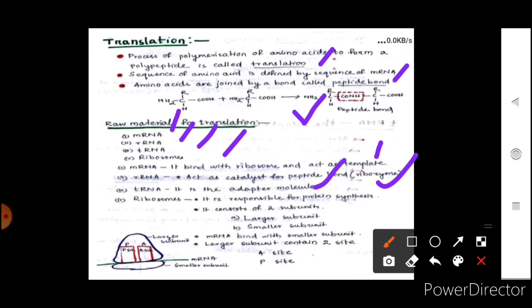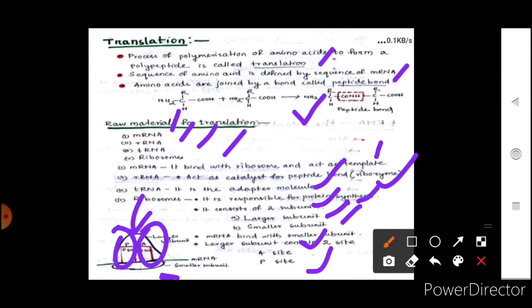tRNA will act as the adapter molecule, and ribosomes are responsible for protein synthesis. This ribosome will consist of two subunits, that is the larger subunit and the smaller subunit. Now, messenger RNA binds with the smaller subunit, and the larger subunit contains two sites, that is the A site and the P site. Here you can see this one is the larger subunit and this is the smaller subunit. There are two sites, the P site and the A site, in the larger subunit.